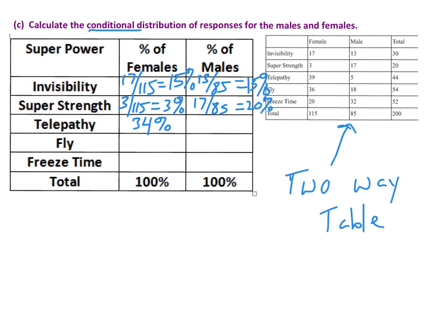For the sake of space and time, I'm just going to fill in the percents. Telepathy, another big difference. Way higher for females. This one's kind of interesting. Flying, quite a bit higher. Not as much as telepathy, but a bit higher for females. And then look at freezing time.